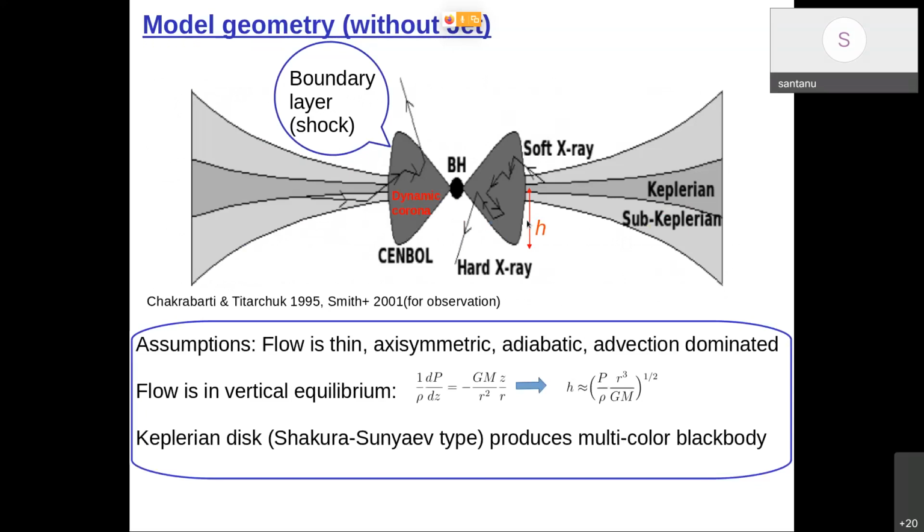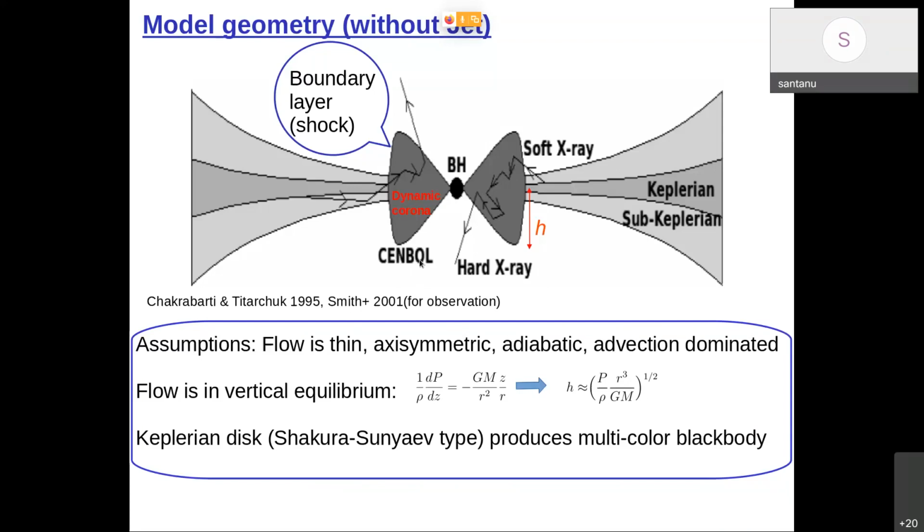So this is our model geometry. In this model we did not consider the jet, but later we developed this model including the jet. Based on our flow configuration, this is the geometry of the flow. As you can see, the Keplerian disk, Keplerian flow, sub-Keplerian flow, and this is the shock. The soft X-rays from the Keplerian disk are scattered into hard X-rays, and this is the corona. We call it the Sen ball because this is formed by a centrifugal pressure supported boundary layer. This is basically the balance of gravity and centrifugal force.